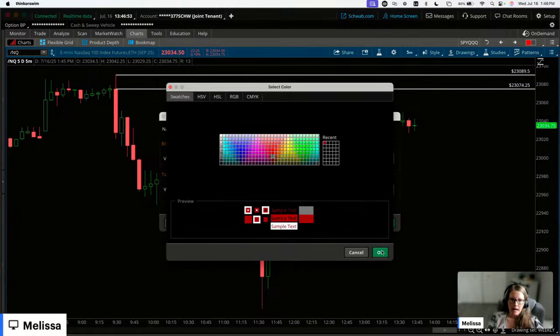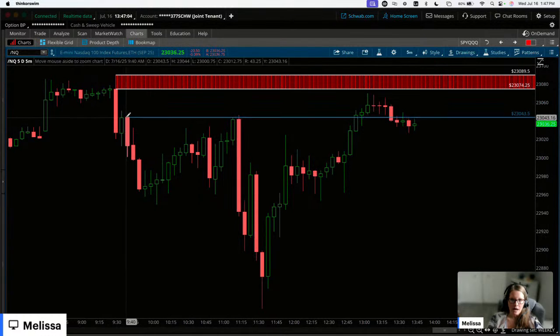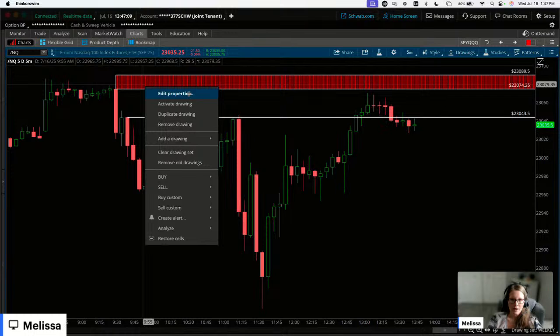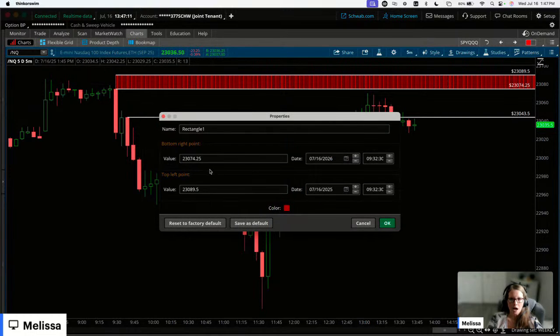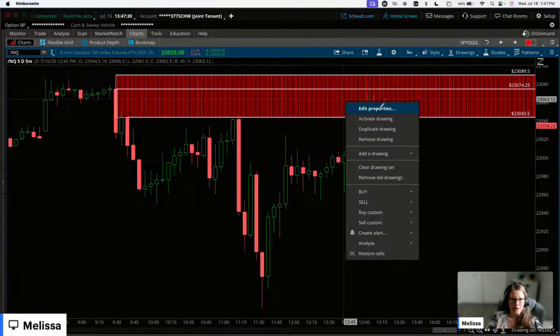Now, as the day went on, we created some more imbalance here and definitely some more imbalance here. So I could really increase the size of this zone all the way down to 23,043.50. That would make my total risk on this imbalance zone about 46 points. Let's just call it 50 points here.